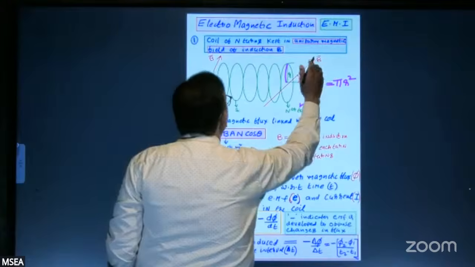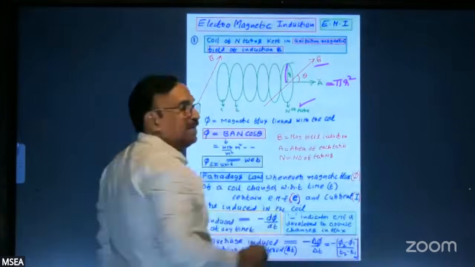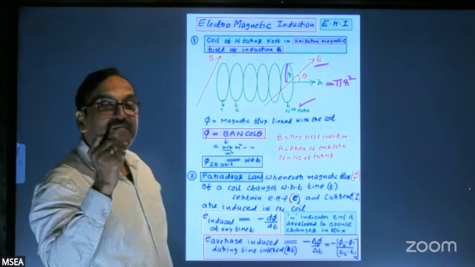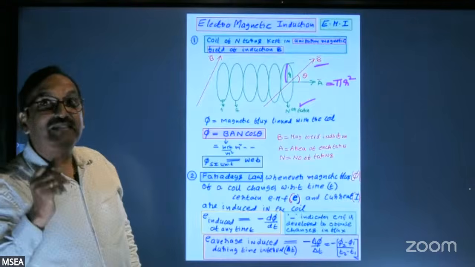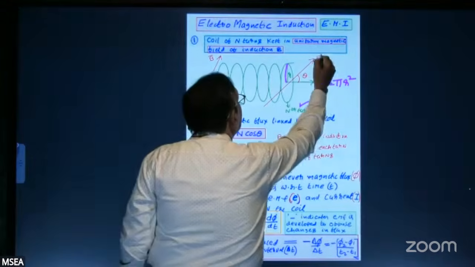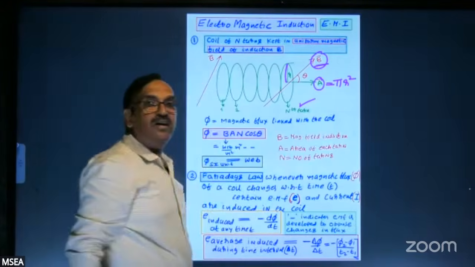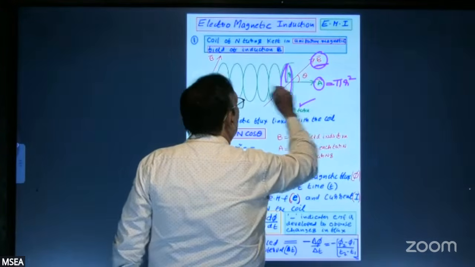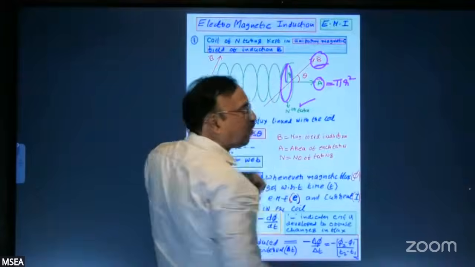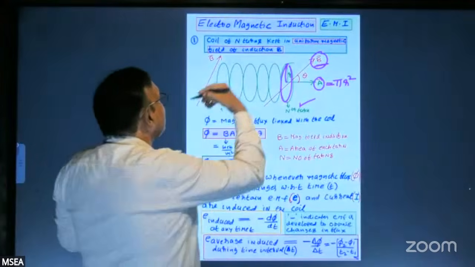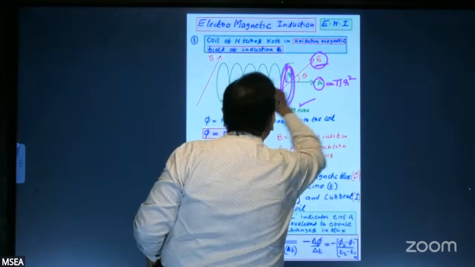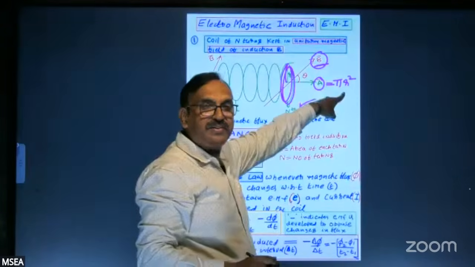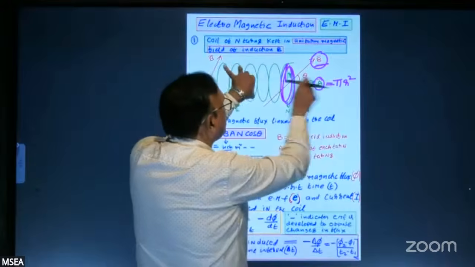This coil is kept in uniform magnetic field of induction B. There is a very important term, theta. Theta is said to be the angle between the magnetic field induction and area vector. What do you mean by area vector? All of you know that this is said to be the plane of the coil. Anything perpendicular to the plane of the coil is said to be the area vector. Perpendicular to this plane is the area vector there. So area vector will have magnitude equal to its area and the direction is perpendicular to its plane like this.